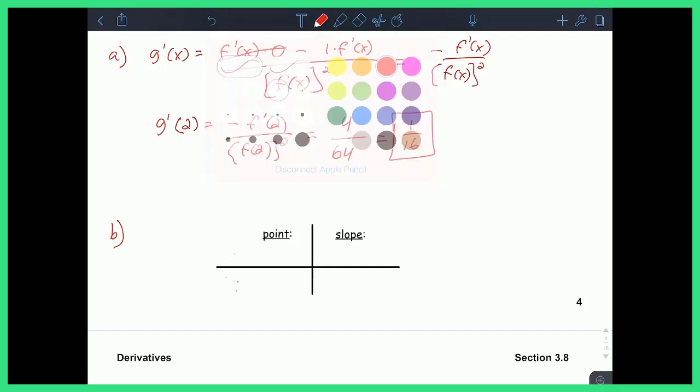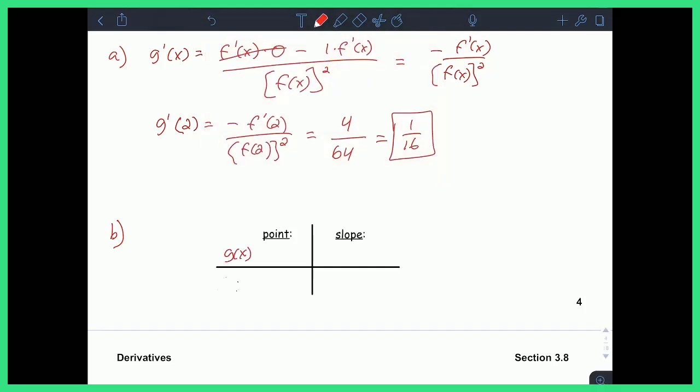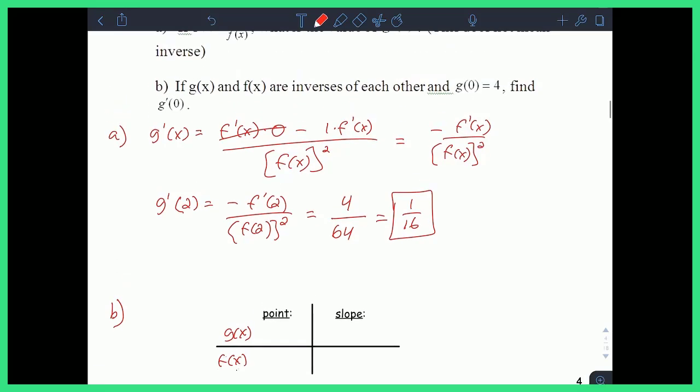But here we go. So I'm going to start with g of x, and its inverse is going to be f of x. And the point that I was given is that g of 0 is 4. So I know that on g, it goes (0, 4). And so therefore on f, it would be the reverse, (4, 0). Now I'm asked to find g prime of 0, which is going to be this value right here. g prime of 0 is right here. This is g prime of the x value of 0.